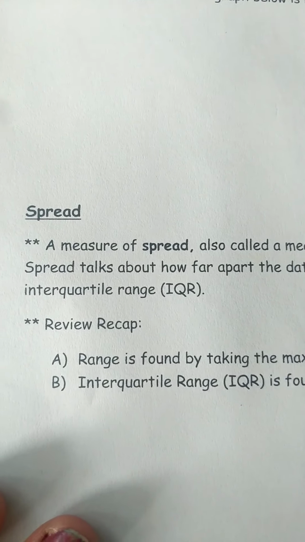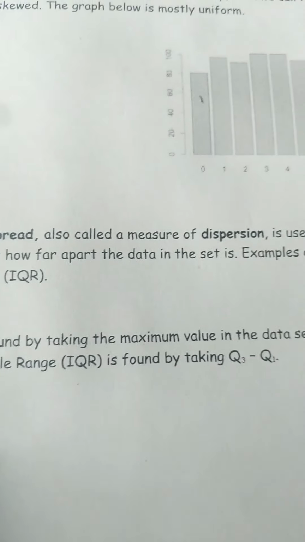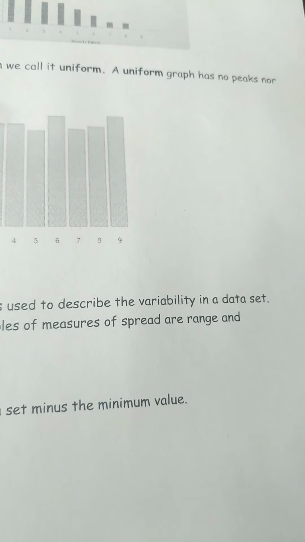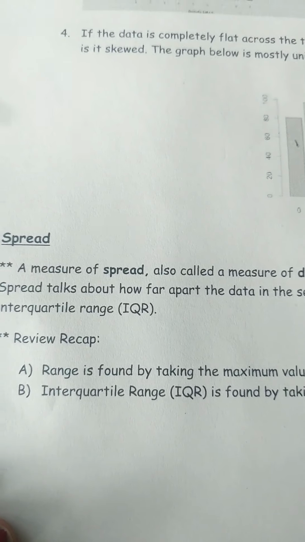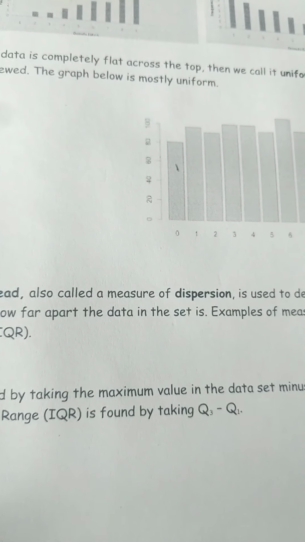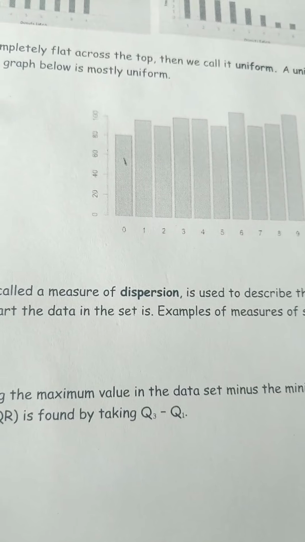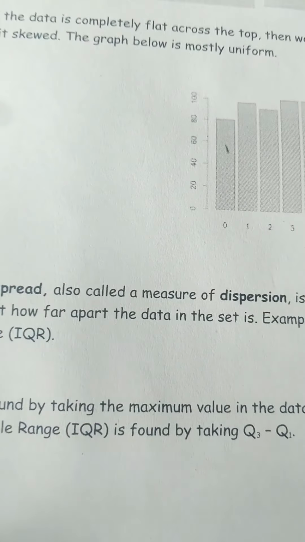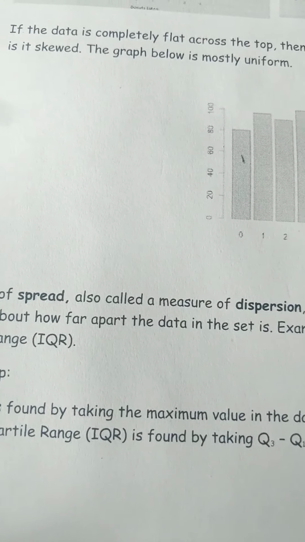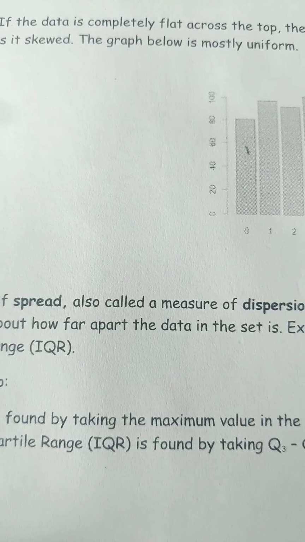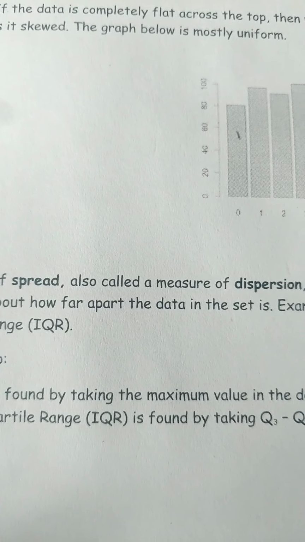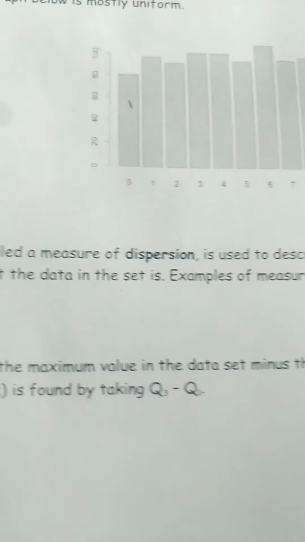Okay, the last thing we're going to talk about is spread. And spread becomes very important in this. Okay, so a measure of spread is also called a measure of dispersion, and that's used to describe the variability in the data set. Spread talks about how far apart the data in the set is. I can have a set of data that has a median of 4, and every number can be 4, or I can have a set of data that has a median of 4, and some of the numbers could be up in the millions. So we want to make sure that we have a way to talk about how those data sets are different, and that's where spread comes in.